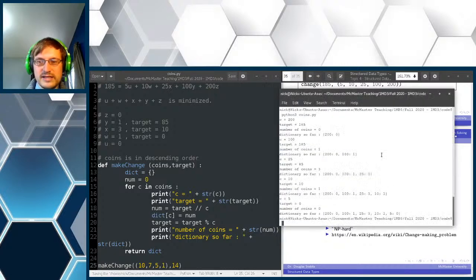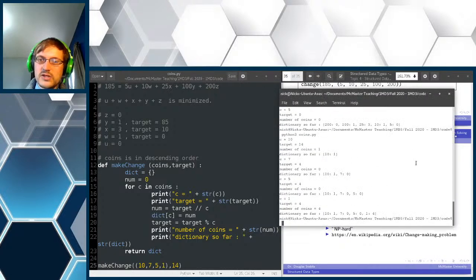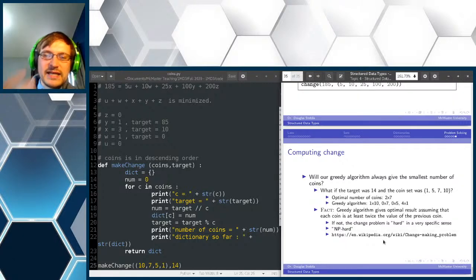Let's see what this does. So you can see it's taken 1 dime and 4 pennies. Now, if we're trying to minimize for the number of coins, obviously the minimal solution to this one would be to take 2 7-cent coins. So the greedy algorithm that we've laid out does not give us the correct solution. Or it doesn't give us the most optimal solution.